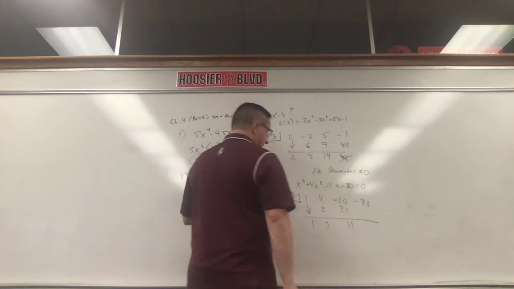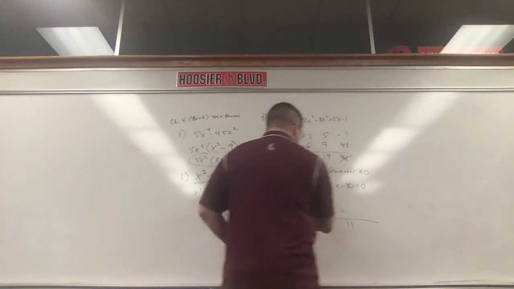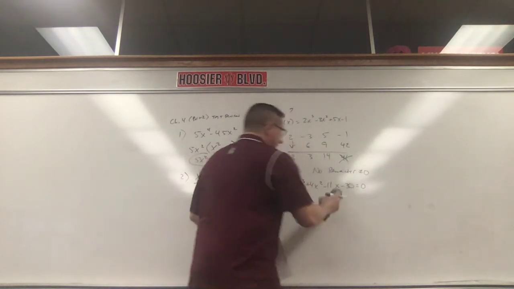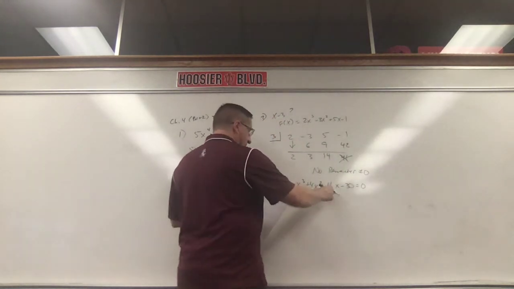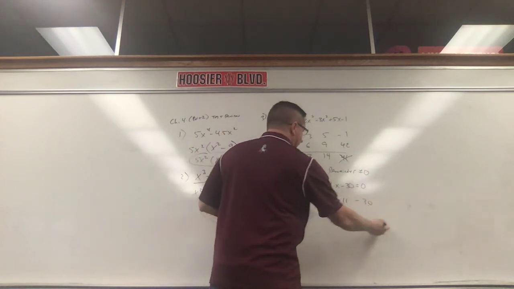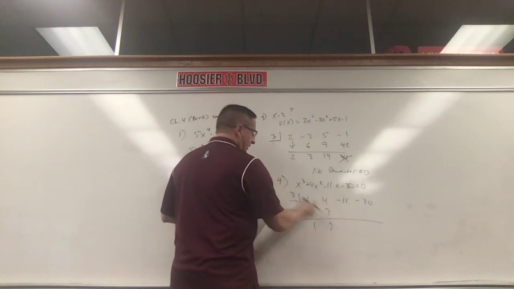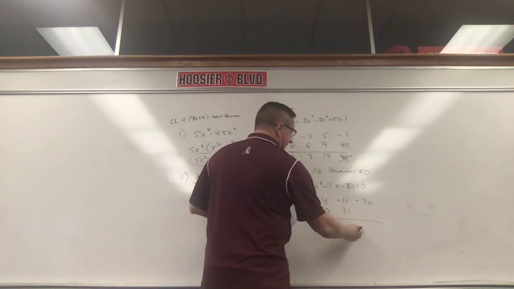All right, let's start over. Let's just start this one from scratch. Make sure you write the problem down right, okay? That was a minus 11, not a minus 10. Okay, so we have 1, 4, negative 11, negative 30. Drop the 1, times 3, add to get 7. Times 3 is 21, add to get 10.